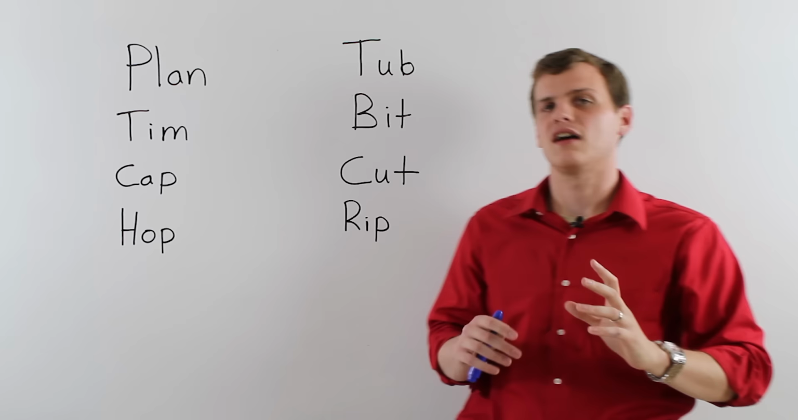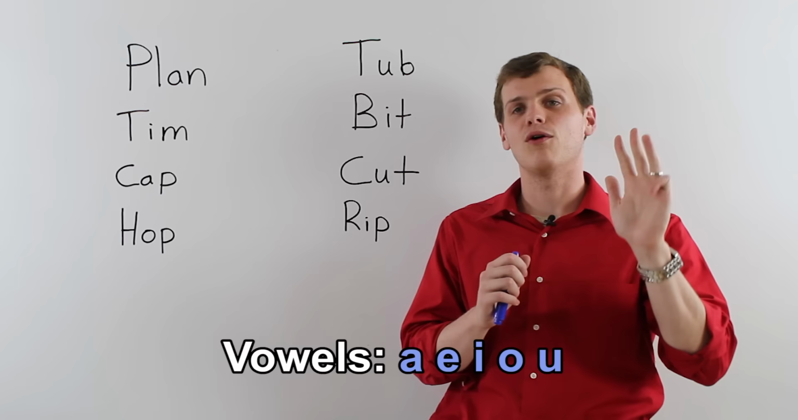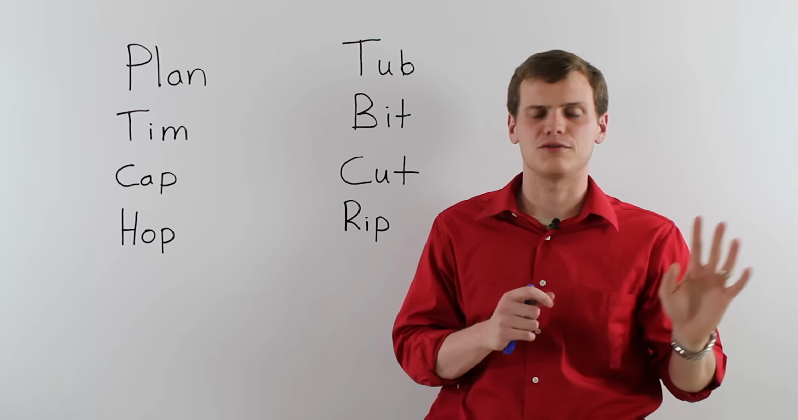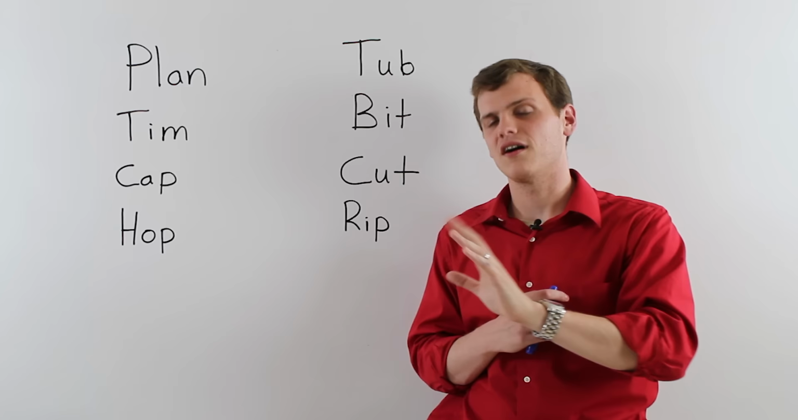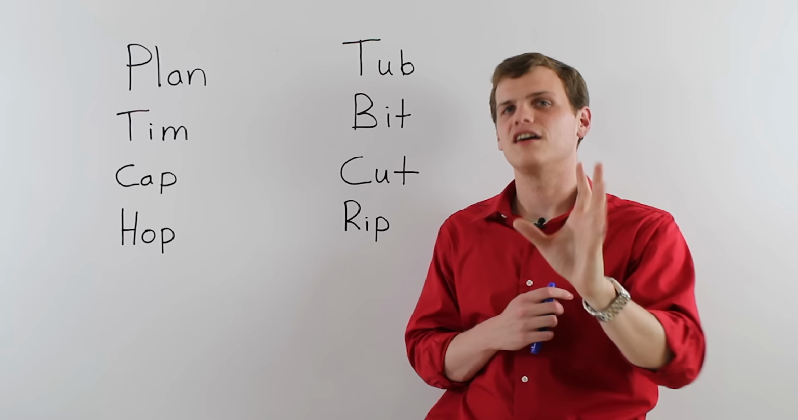Now, if you can remember your vowels, A, E, I, O, U. Each vowel has two different sounds, the short sound and the long sound. Well, silent E is the letter E that comes at the end of a word, but we don't say the E. The E is just there to change the vowel sound. Let's take a look here and I'll show you.